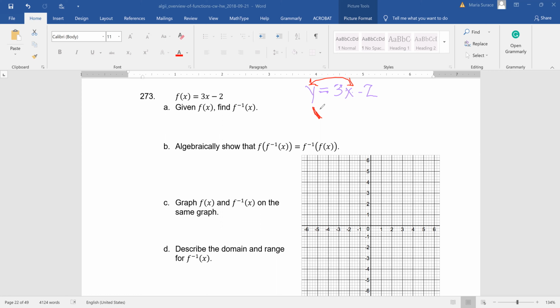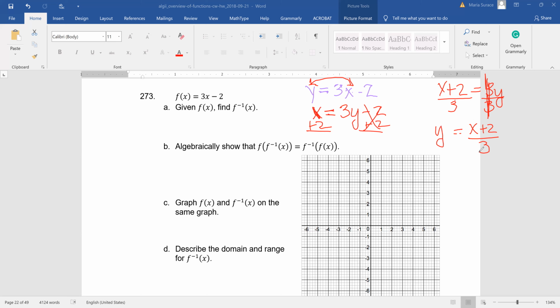So to find the inverse, I'm going to switch x and y. And now I need to solve for y, meaning I have to isolate the y variable. I'm going to do this by adding 2 to both sides. That's going to get it started. I'm going to end up with x plus 2 on the left and 3y on the right. Now I divide both sides by 3 to undo the 3. And I can see that my new function, when y is isolated, is x plus 2 all over 3.